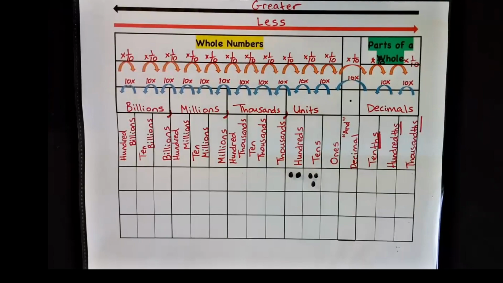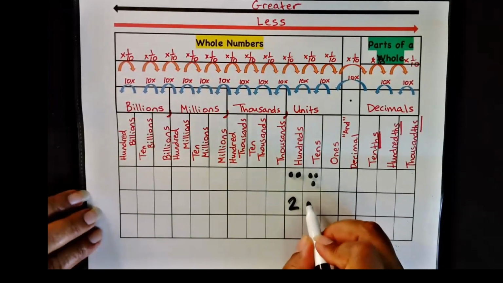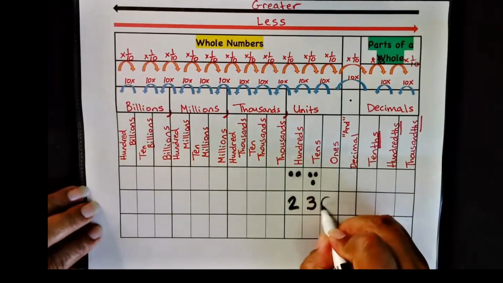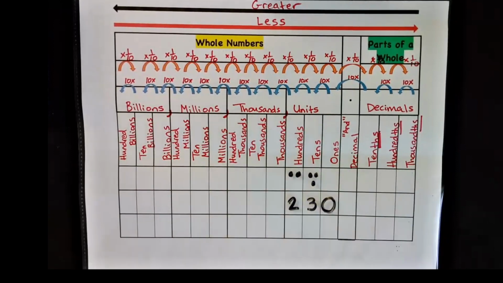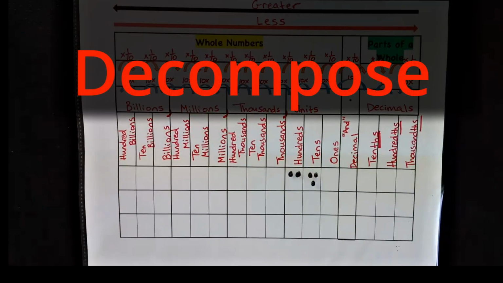In this example, I have 2 discs in the hundreds place, 3 discs in the tens place, and 0 discs in the ones place. The standard form is 230. But wait, there's more. We can also decompose discs. Decompose means breaking up.